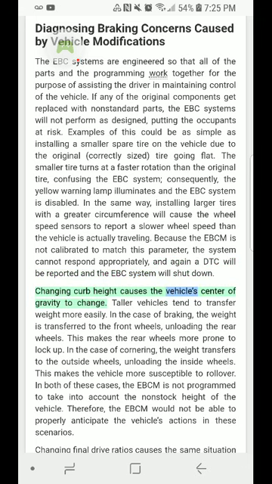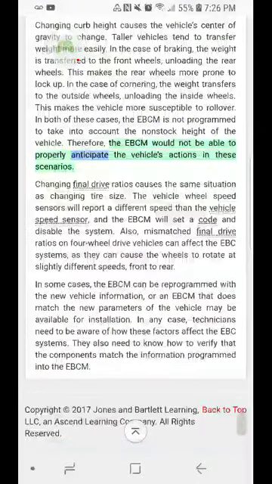Changing curb height causes the vehicle's center of gravity to change. Taller vehicles tend to transfer weight more easily. In the case of braking, the weight is transferred to the front wheels, unloading the rear wheels. This makes the rear wheels more prone to lock up. In the case of cornering, the weight transfers to the outside wheels, unloading the inside wheels. This makes the vehicle more susceptible to rollover. In both of these cases, the EBCM is not programmed to take into account the non-stock height of the vehicle. Therefore, the EBCM would not be able to properly anticipate the vehicle's actions in these scenarios.